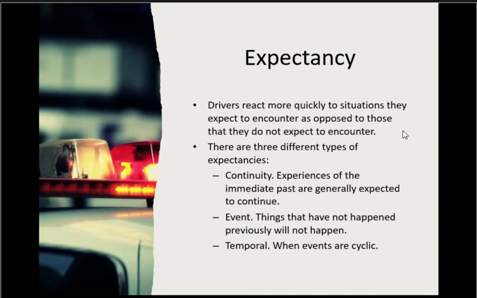cross. Sometimes you see a pedestrian crossing and they see you and they stop. It happens, right? But you are expecting he will go. So this is continuity. Some things are happening and you expect it will continue. Event is the opposite of continuity. Something which did not happen in the past, you expect it will not happen.